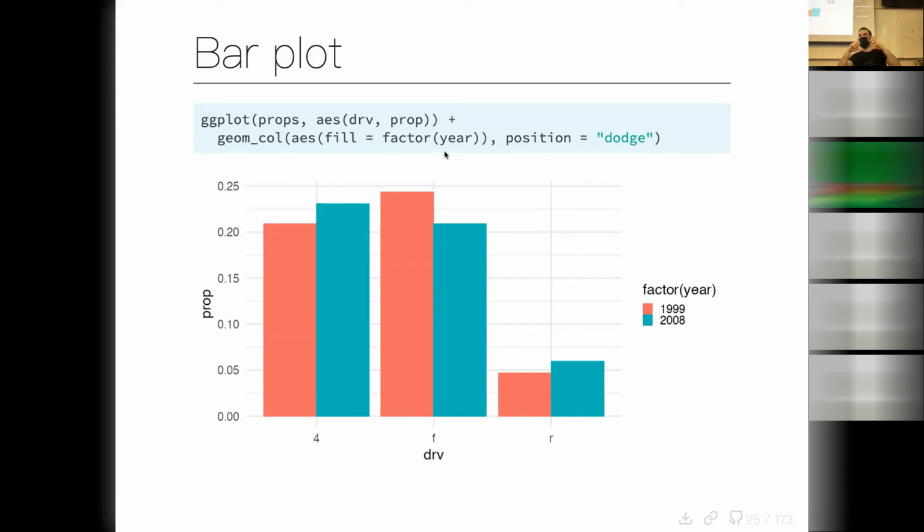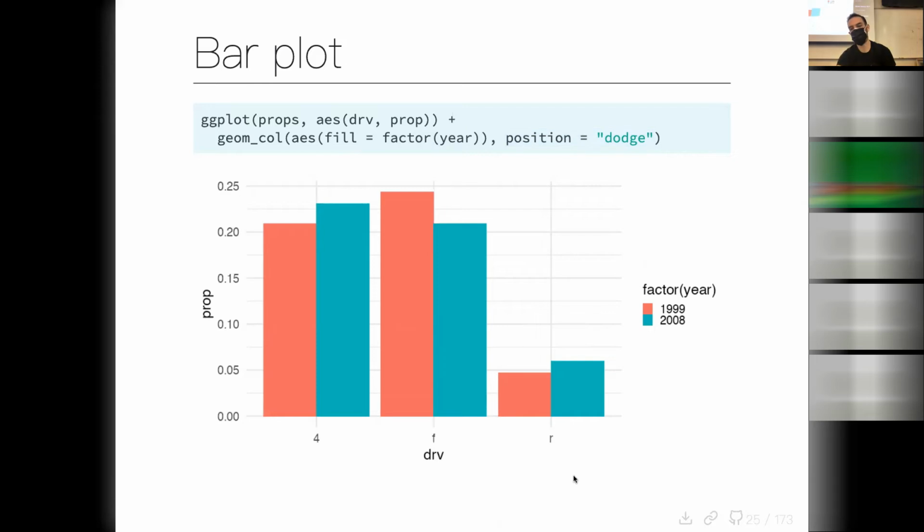I want them to actually be side by side because I want to be able to make the comparisons between years. So I'm going to say fill equals factor year, and I have to say factor because they're 1998 and 2008, which are numbers. So it's going to see those as numerically different when I want them to be categorically different. Okay. And so I use position equals dodge to get those as separate bars rather than stacked bars.